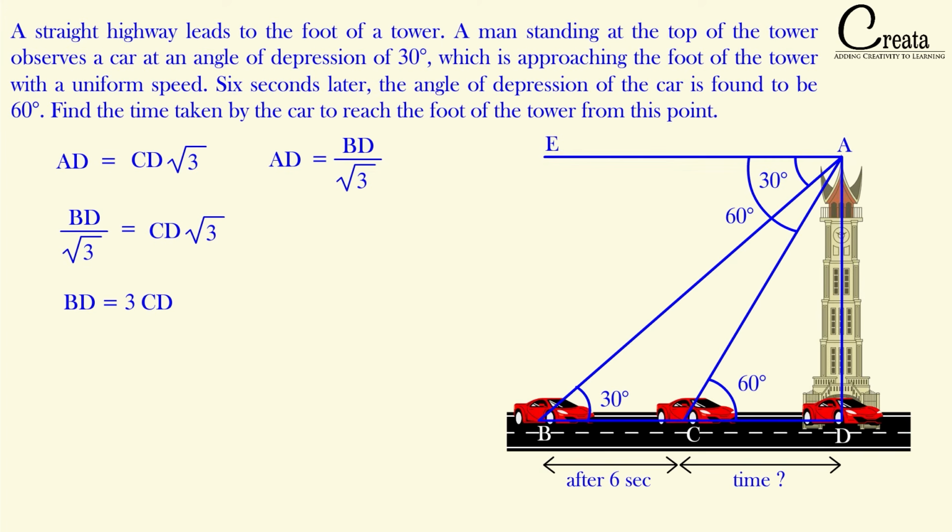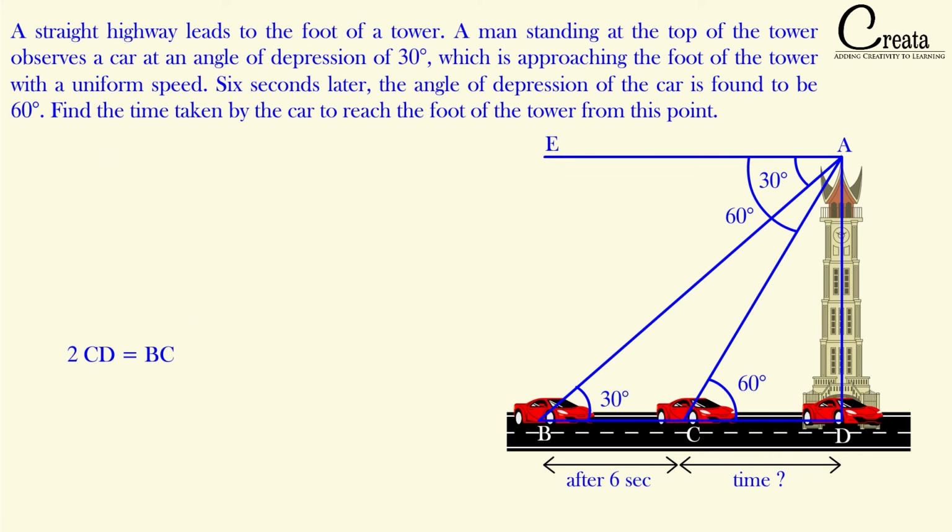Further, if you observe the figure, here BD is this complete distance, which is composed of two parts, BC and CD. So we can replace BD with BC plus CD. On solving, we got 2CD is equal to BC. That is, BC is 2 times of CD.